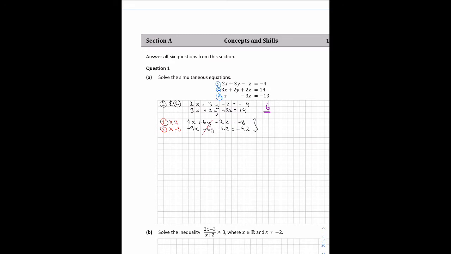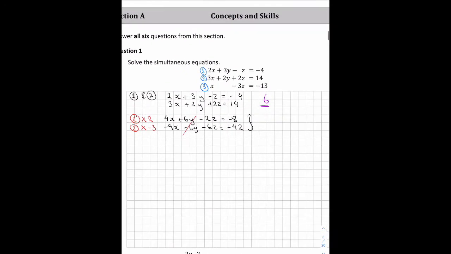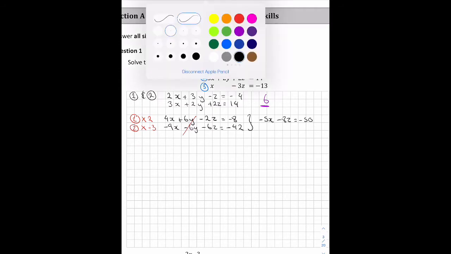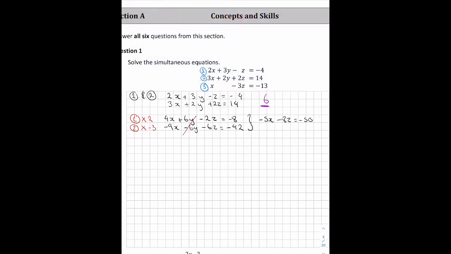which is what we wanted all along. And then our end result is going to be minus 5x, just adding the 4 and the minus 9, and then minus 8z. And then we've also got equal to minus 8 and minus 42, which is minus 50. So what we're going to do now is call this equation number 4.